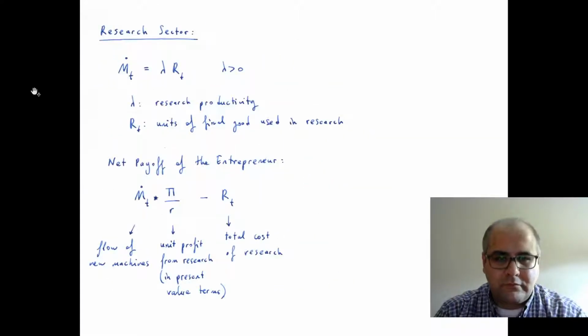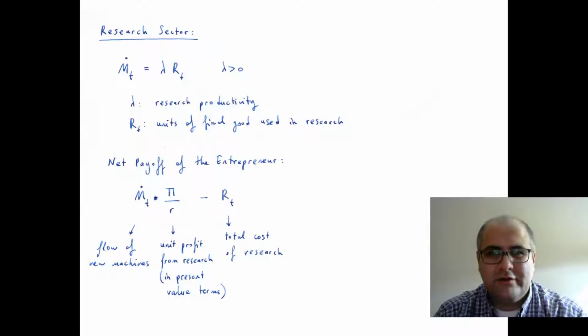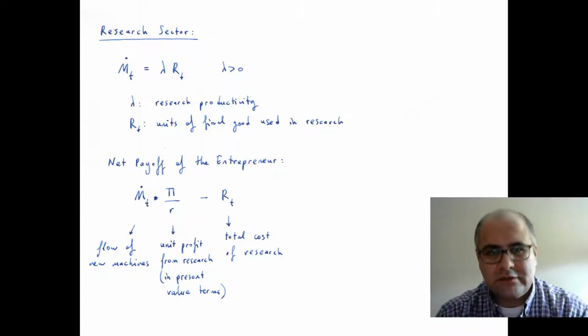Okay, so this is the production technology of research. So this is, let's say, the knowledge production function. You will hear this phrase in later lectures, or you will see that in some of the textbooks or the articles. So this is a simple knowledge production function. Knowledge, of course, is new machines, because remember the blueprints of them will embed new knowledge, right?